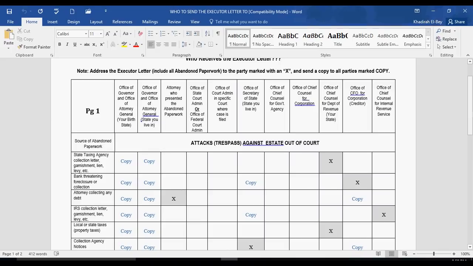Right, you have, once again, the birth state, the state you live in, Secretary of State in which you live, as well as the Office of Chief Counsel for the Internal Revenue Service. You have the local or state taxes, property taxes. Once again, the birth state, the state you live in, as well as chief counsel for the Department of Revenue.